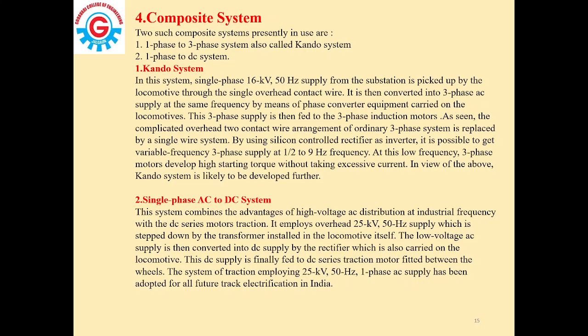In this type of system, a single-phase 16 kV, 50 Hz supply from the substation is picked up by the locomotive through a single overhead contact wire. Then it is converted into a three-phase AC supply at the same frequency by means of phase converter equipment carried on the locomotive. This three-phase supply is then fed to the three-phase induction motor. Thus the complicated two-contact-wire overhead arrangement of the ordinary three-phase system is replaced by a single-phase wire.